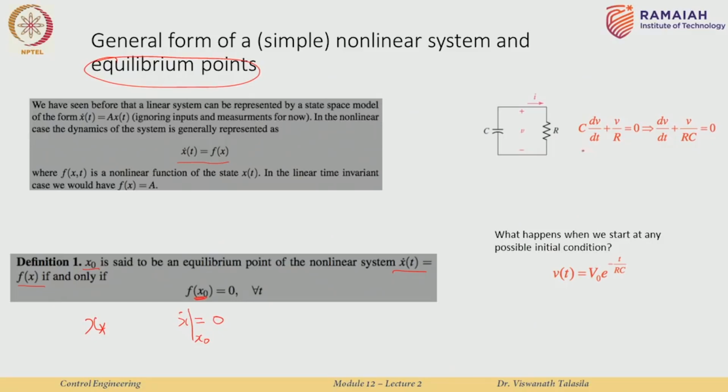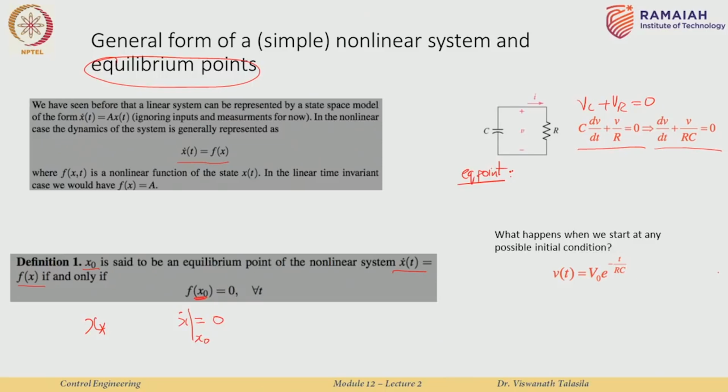So, let us look at this example of the RC circuit, and we can write based on Kirchhoff's voltage law this relationship over here, where the voltage across the capacitor plus the voltage drop across the resistor basically sums up to 0. All right. So, when I rewrite this expression, I get dV by dt plus V by RC equal to 0. Now, what is the equilibrium point for this particular system? That is the question. And the procedure to compute the equilibrium point is really straightforward.